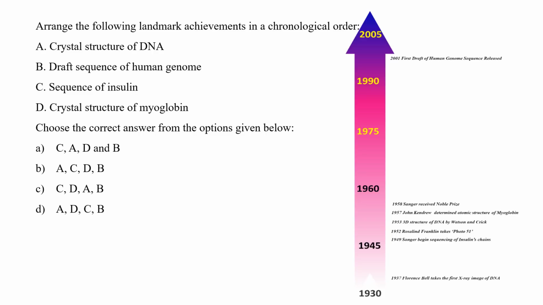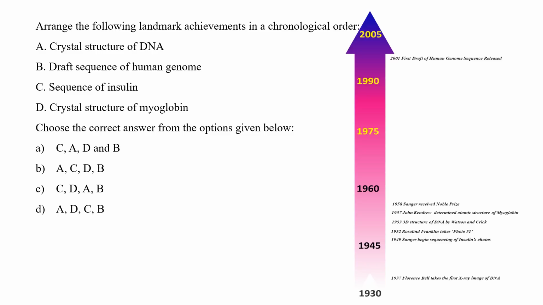In 1952, Rosalind Franklin took a detailed X-ray image of B-DNA, using which Watson and Crick proposed the DNA structure in 1953. In 1957, John Kendrew became the first person to resolve the crystal structure of myoglobin, which was the first protein structure resolved by X-ray crystallography. The Human Genome Project was basically completed by 2001 to 2002.